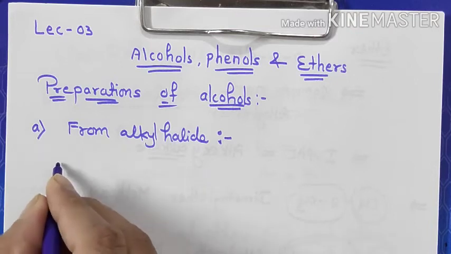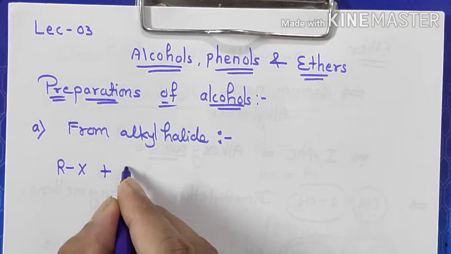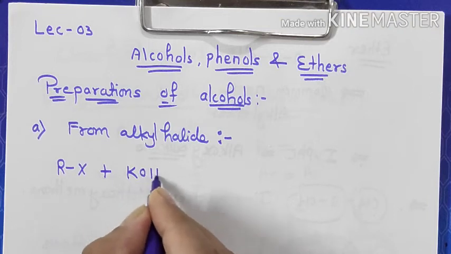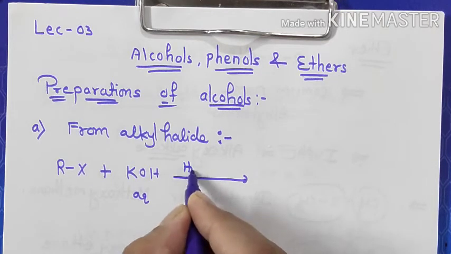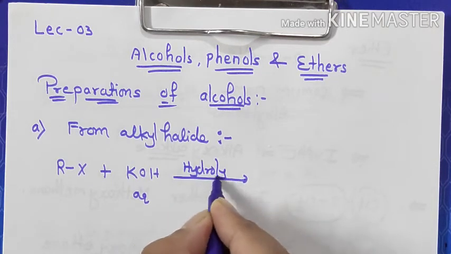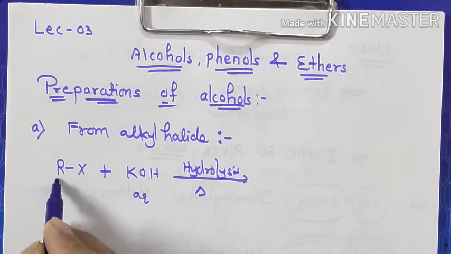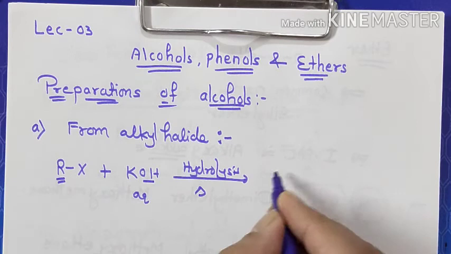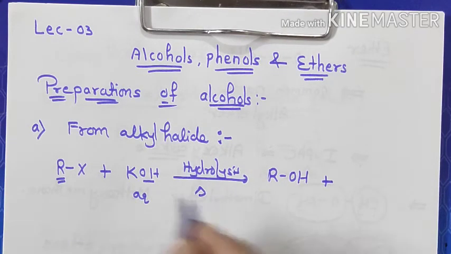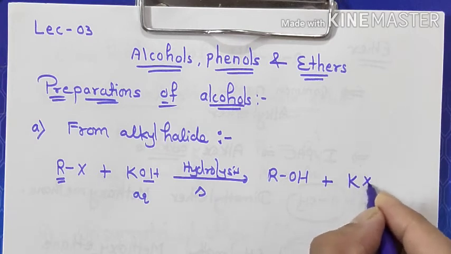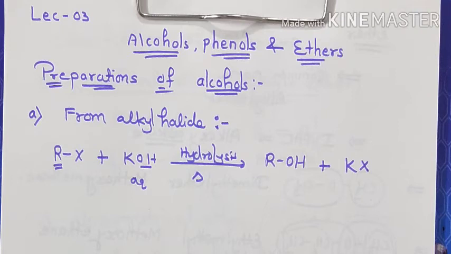For example, I take alkyl halide RX and I treat this with KOH or NaOH aqueous. Remember, we have done this. Hydrolysis, heating. What happened? This R is combined to OH to form alcohol ROH, plus this K combined with X to form KX. Simple, right?